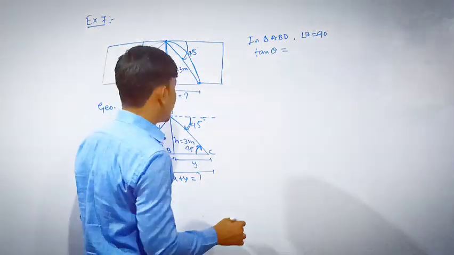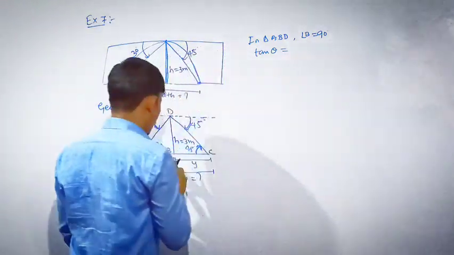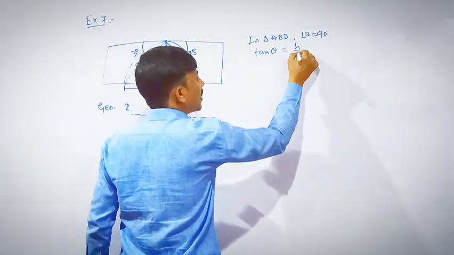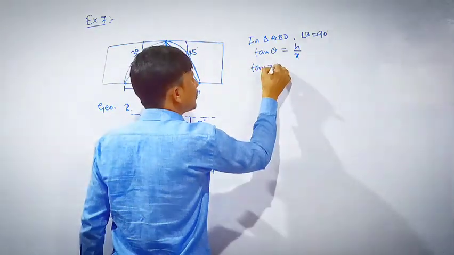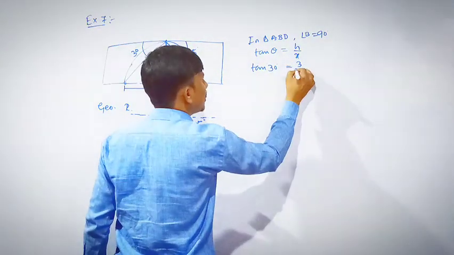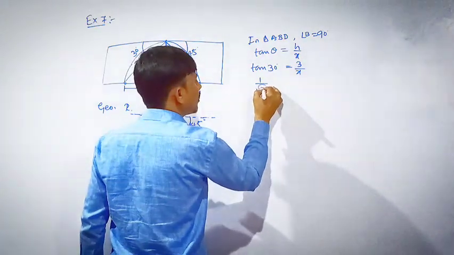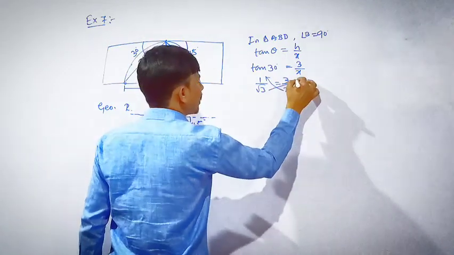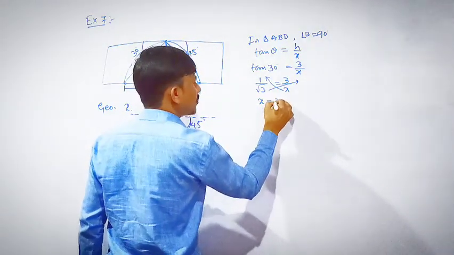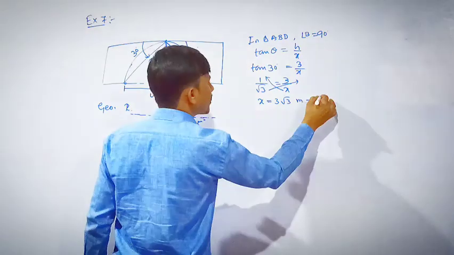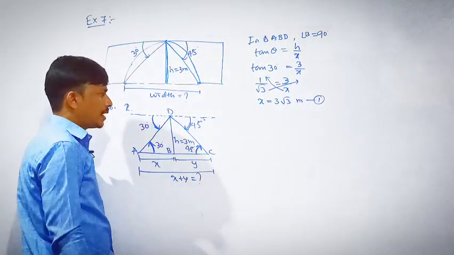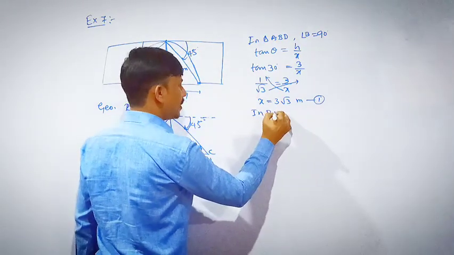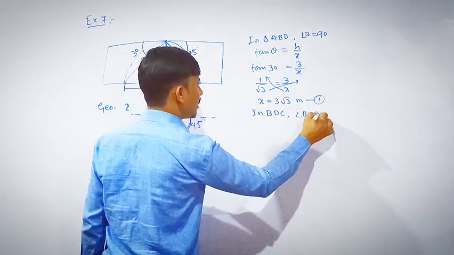In triangle ABD, angle B is 90 degree, tan theta is equal to opposite by adjacent. What is the opposite? H divided by x. What is tan theta value? Tan 30 degree is equal to h value 3 divided by x. 1 divided by root 3 is equal to 3 divided by x. Cross multiply ಮಾಡಿದ್ರೆ ಏನಾಗ್ತದೆ ನೋಡಮ್ಮ, x is equal to 3 root 3 meter. Equation number 1.